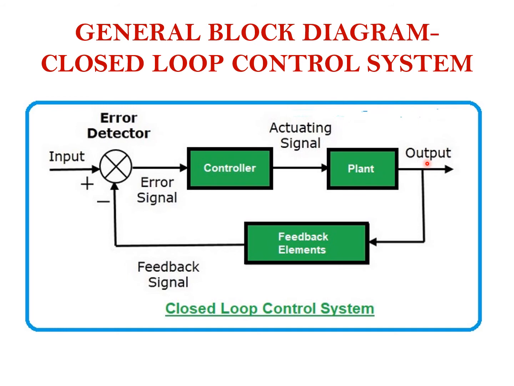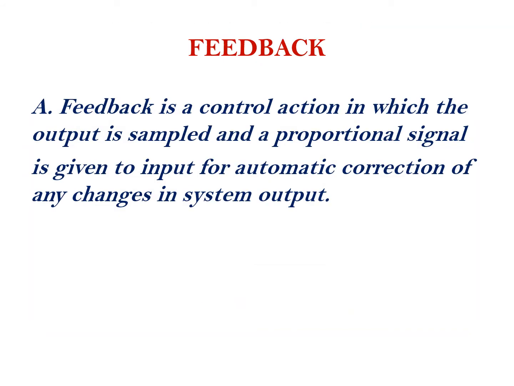These are about the closed loop control system. Every time, the measured value is compared with the reference input. Both are equal, then only we get the correct output. So what is feedback? A feedback is a control action in which the output is sampled and the proportional signal is given to input for automatic correction of any changes in the system output.